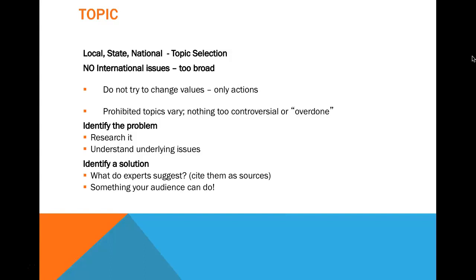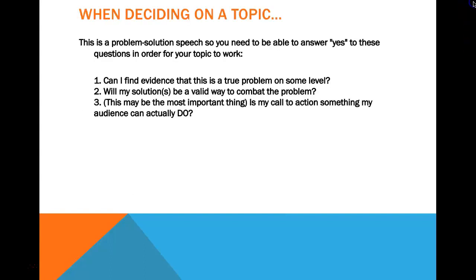So for your persuasive speech you are doing a problem solution pattern. You're going to identify the problem, you're going to research it, you're going to understand underlying issues, you're going to tell us that there is a problem and then cite why this is a problem. And then you're going to identify a solution. What do experts suggest? So don't think that you have to come up with your own solution and invent your own solution. And then it needs to be something your audience can do.